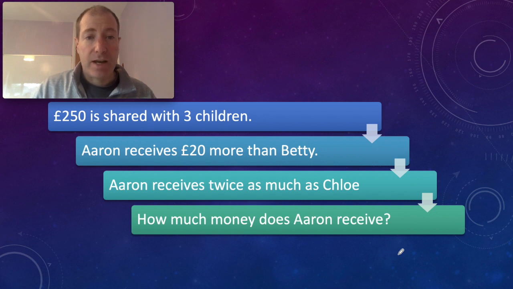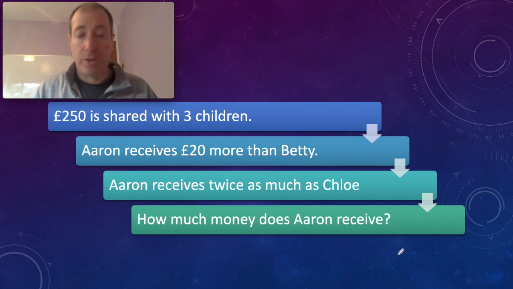Let's take each of those facts individually. Aaron receives £20 more than Betty. What's another way we can say that? We can also say that Betty receives £20 less than Aaron. Aaron receives twice as much as Chloe. What's another way we can represent that? We could also say that Chloe receives half as much as Aaron. So based on all of that information, let's see what a bar model might look like.